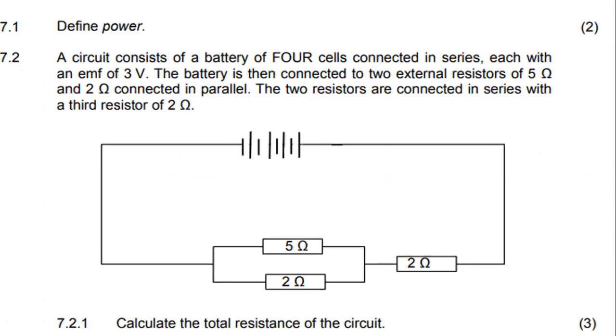Right, it reads as follows. You are required to define the term power. Simply stated, my dear learners, we talked about this. I told you we simply stick to: power is the rate at which work is done. Altogether, we don't have to define it in terms of electrical energy. So power is the rate at which work is done.